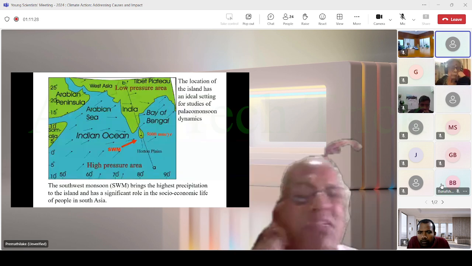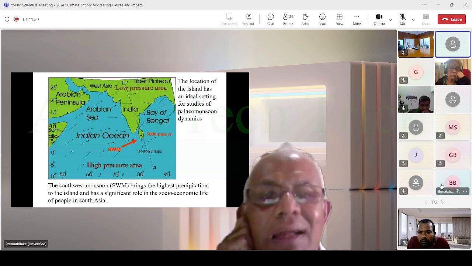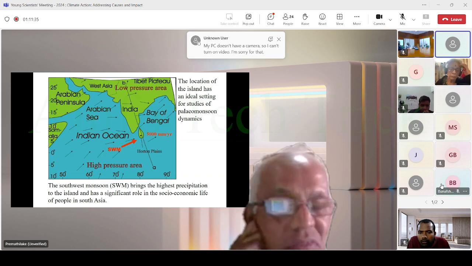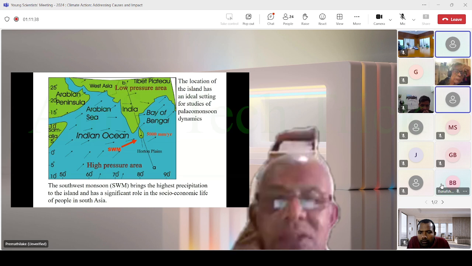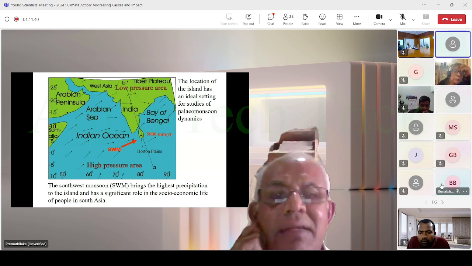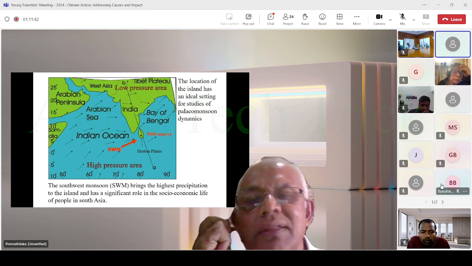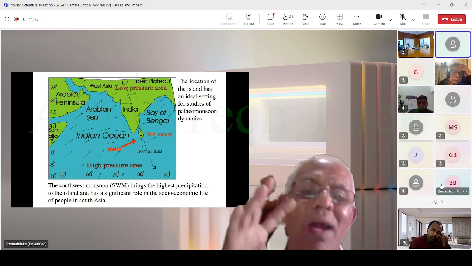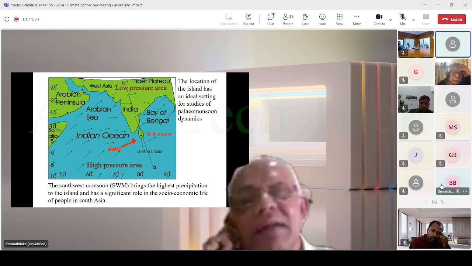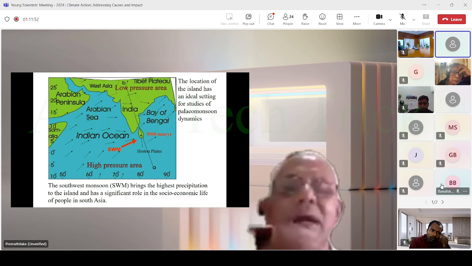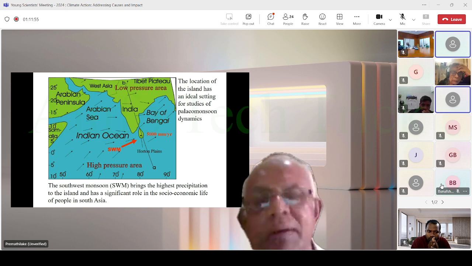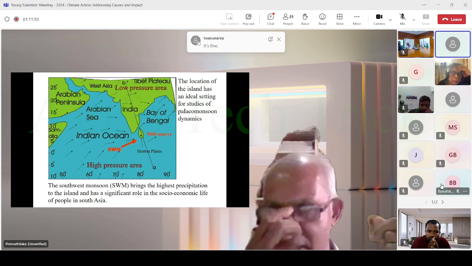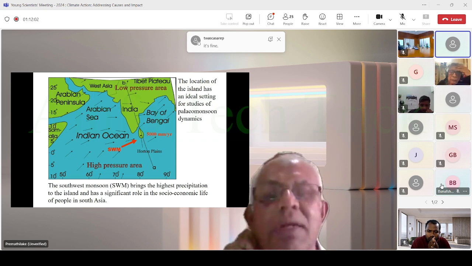So the situation is a small island in the Indian Ocean, which receives quite heavy rainfall from the southwest monsoon, the summer monsoon. The location itself is very important for understanding paleoclimate, just because there is no other island in the southern part. It directly links to central Sri Lanka and other parts of Sri Lanka. Anyway, the southwest monsoon, or Indian summer monsoon as we call it, is the main factor by which we receive very high rainfall in this part of the world.